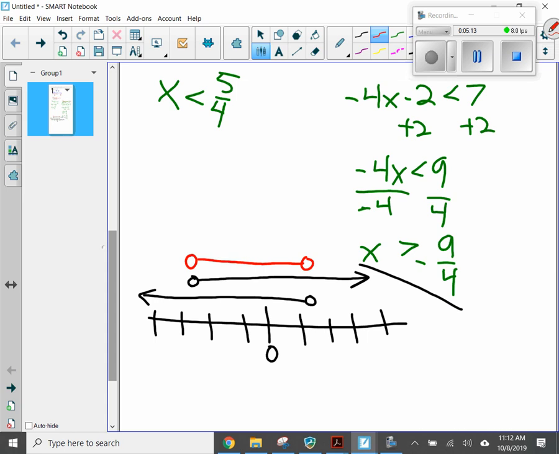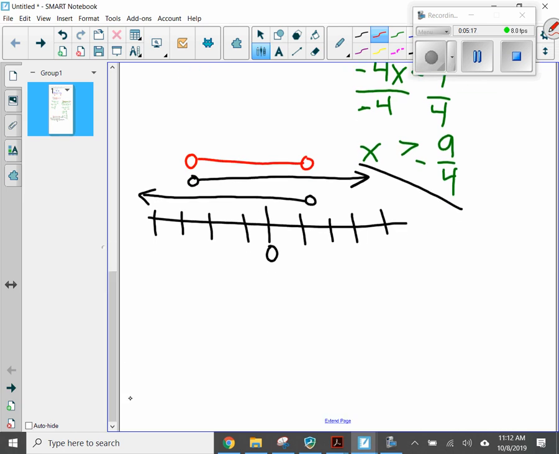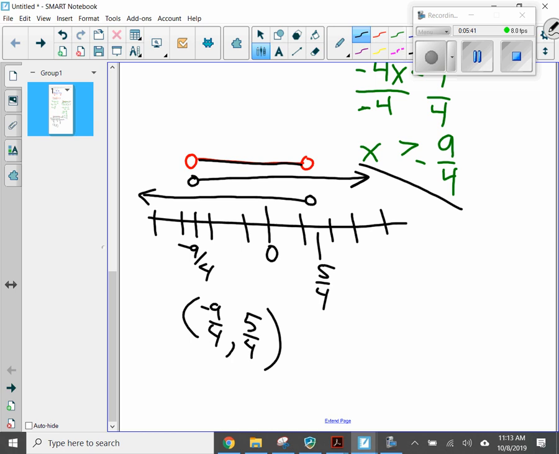Okay. Then I need to put this in interval notation. And interval notation is really just like a number line. This was -9/4, and this over here was +5/4, and my solution is everything between those two. So I don't include -9/4, but I'm going all the way to +5/4, but I'm not including that.